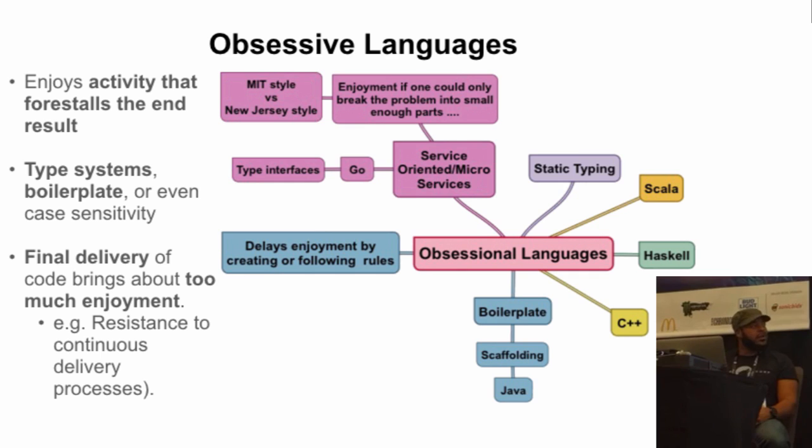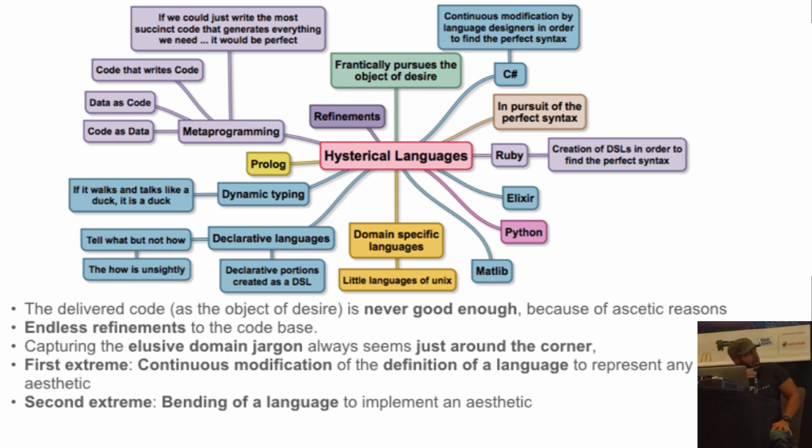So now we've got the hysterical languages. With the hysterical language, the delivered code as the object of desire is never good enough, because of aesthetic reasons or reasons of beauty. That causes endless refinements to the code base, right? Capturing elusive domain jargon always just seems right around the corner. An example would be the domain of accounting.